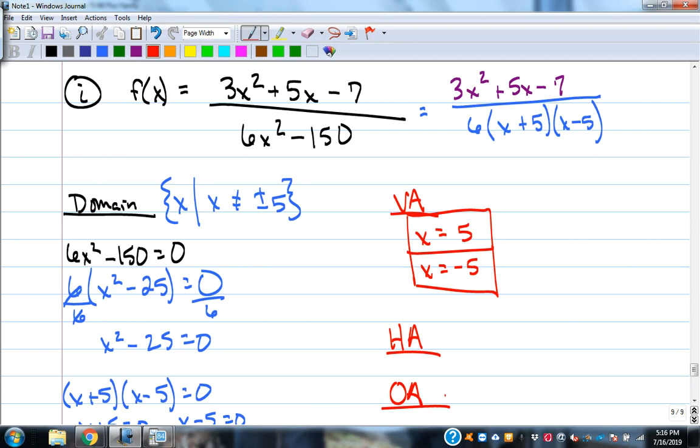Oblique or horizontal? If they're equal, if the degrees are the same, we'll have a horizontal one at the ratio of the leading coefficients. Leading coefficients, 3 and 6. Reduce that to 1/2. Y equals 1/2. Since we have a horizontal one, we can't have an oblique. They do not happen together.